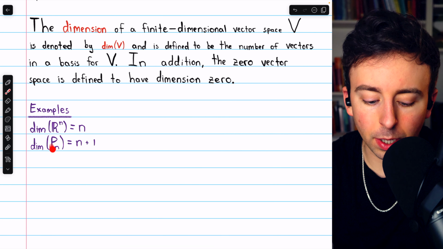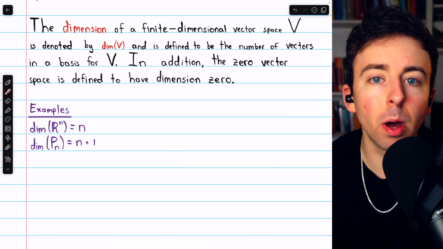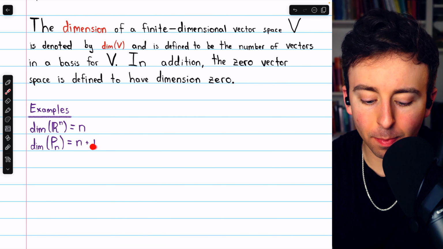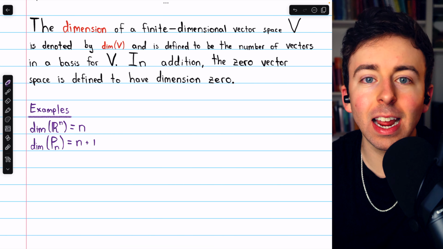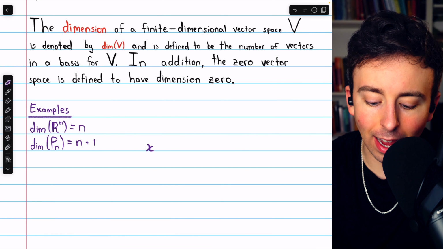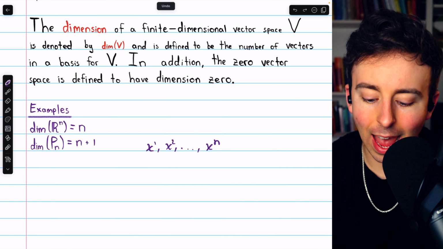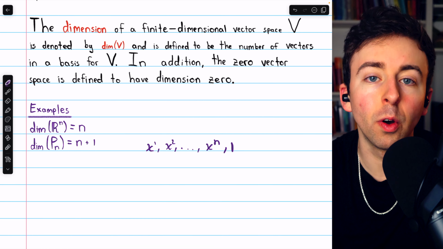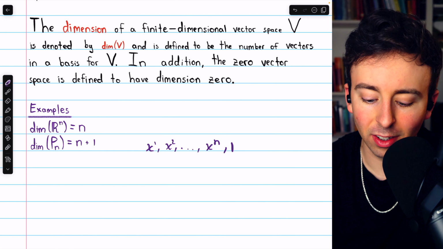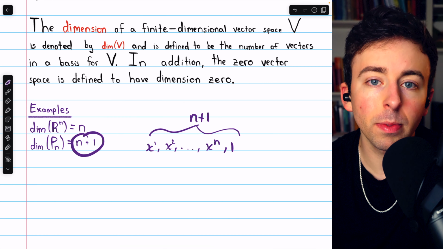The dimension of Pn, the vector space of polynomials with degree at most n, is n plus 1, because the standard basis of the vector space Pn contains x to the 1, x to the 2, and so on, all the way through x to the n. That's n vectors, and then we also have 1 in the standard basis. So in total, it's n plus 1 vectors, so that's the dimension of Pn.